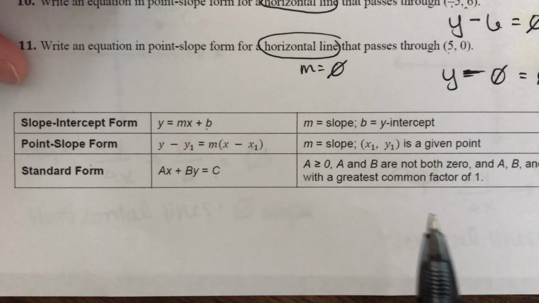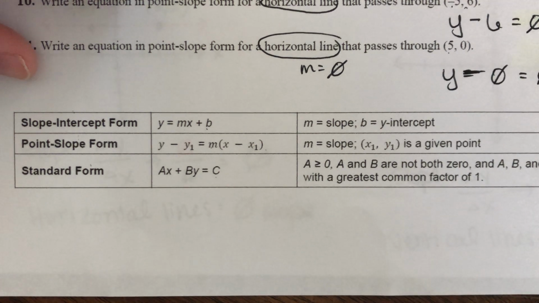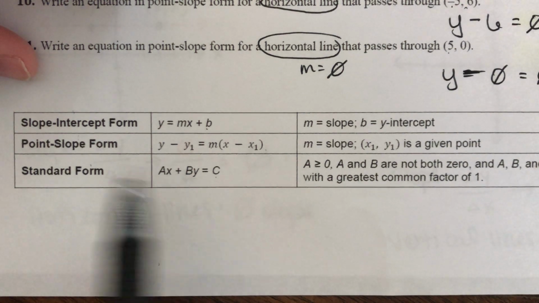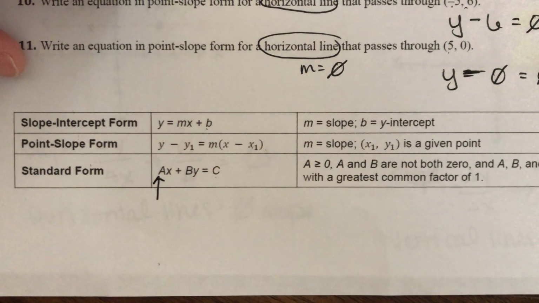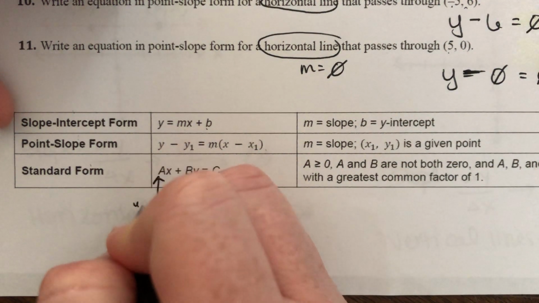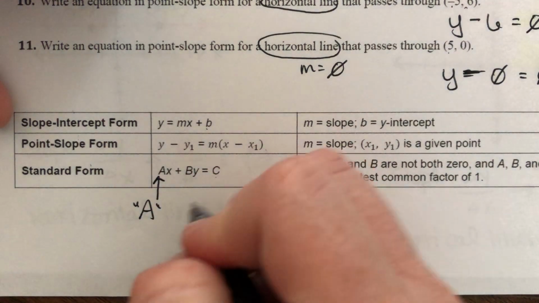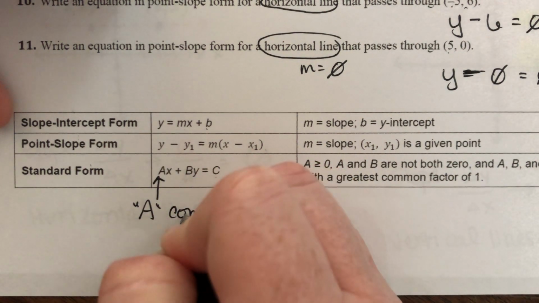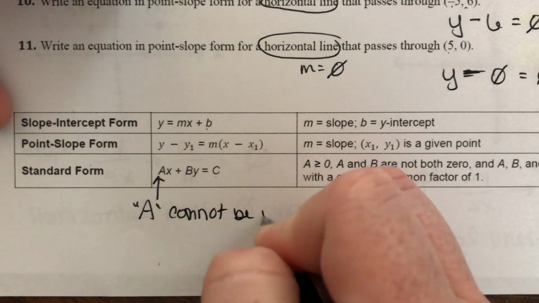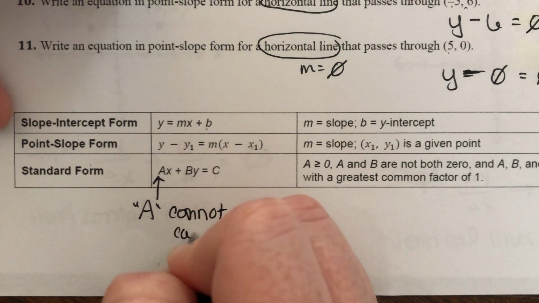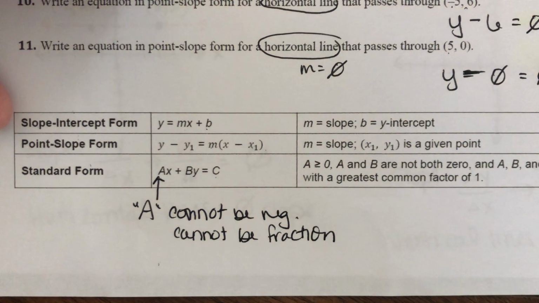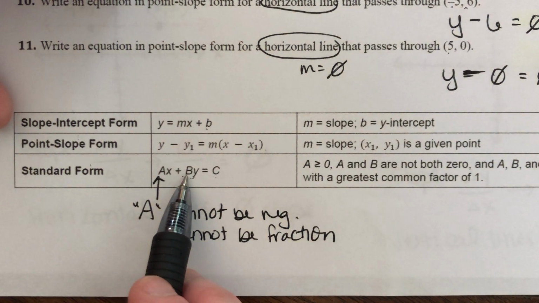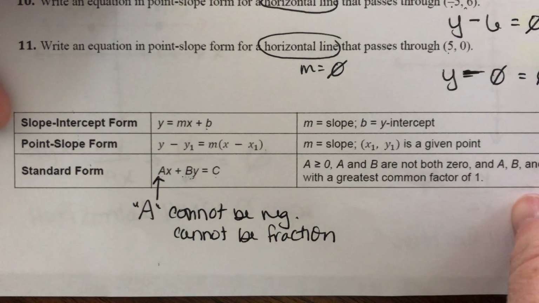None of these letters mean anything. None of them are a slope. None of them are any kind of intercepts. They're just numbers. A, b, and c are just numbers, right? And then, of course, our variables x and y always stay in the equation. And remember, for standard form, the number in front of x, a, cannot be negative, and it cannot be a fraction. The number in front of y, b, can be whatever it wants to be, but a can't be negative and it can't be a fraction.